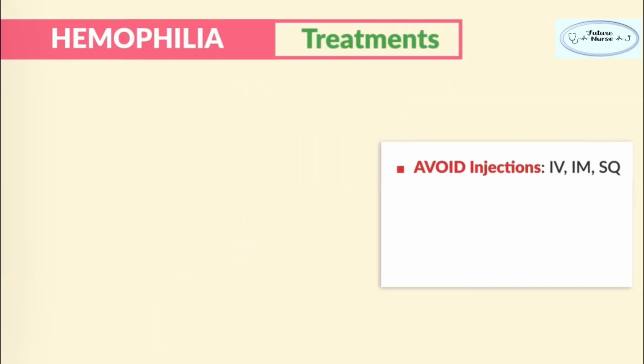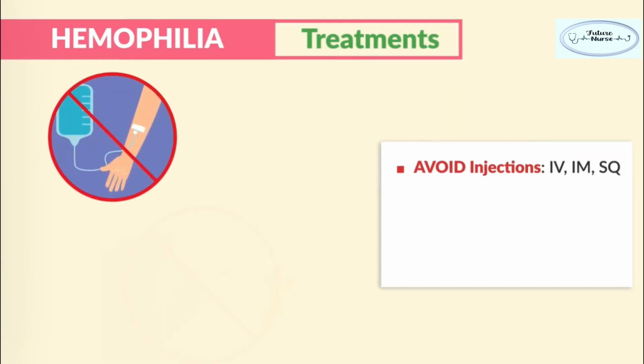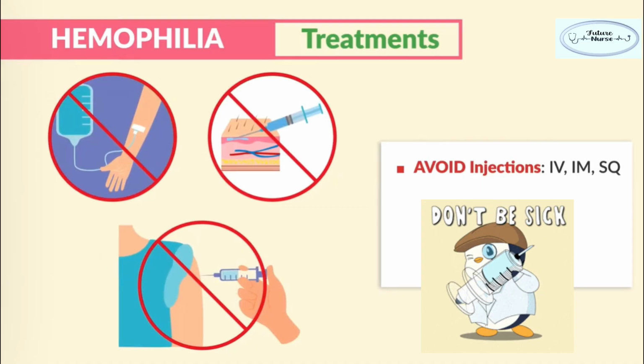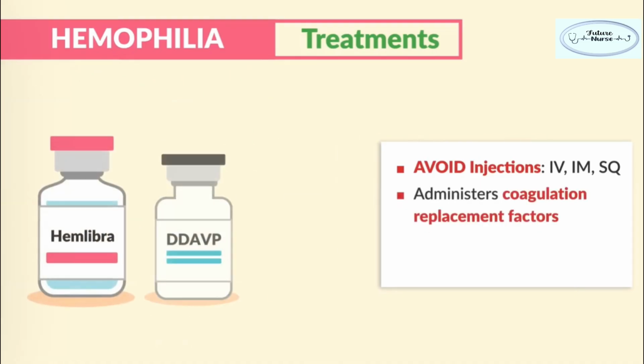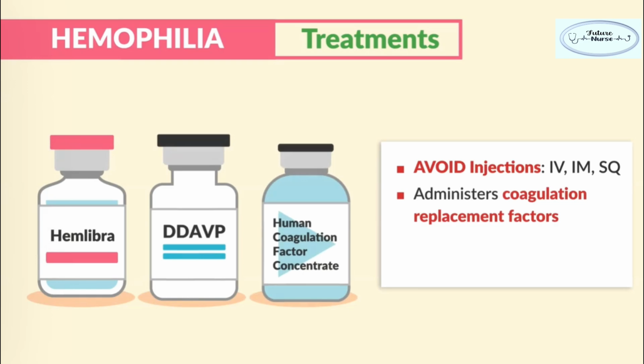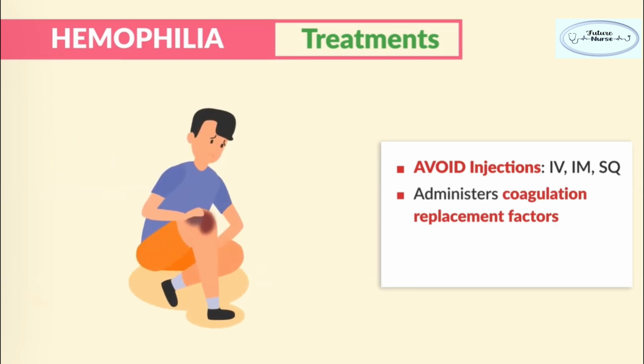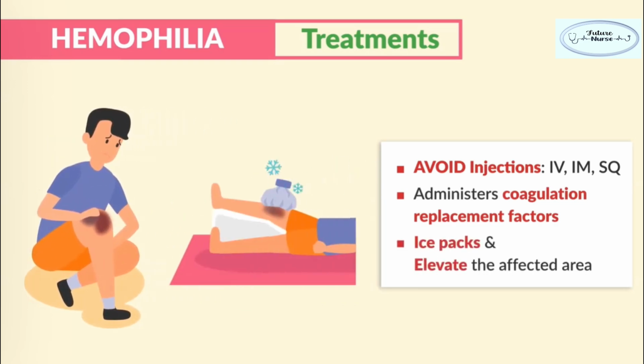Now for treatments, we avoid anything that can cause bleeding. So we always avoid any injections like IV, IM, or even sub-Q. Just think needles will cause more bleeding. And we administer coagulation replacement factors. Now, if an extremity was injured, then we use ice packs and we elevate the affected area.